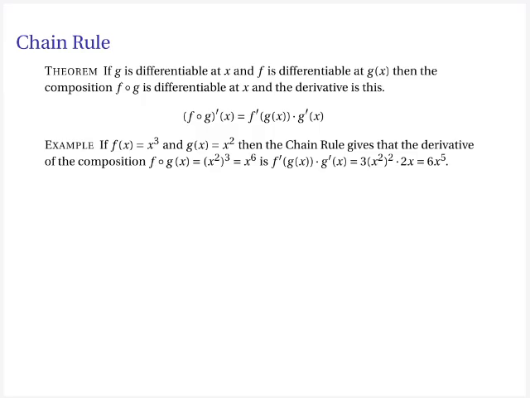So the first example is the one that we talked about earlier when we said that the derivative of a composition is not the composition of the derivatives. So we know what the derivative of the composition is. We know it's going to be 6x to the 5th. Does the formula tell you that?